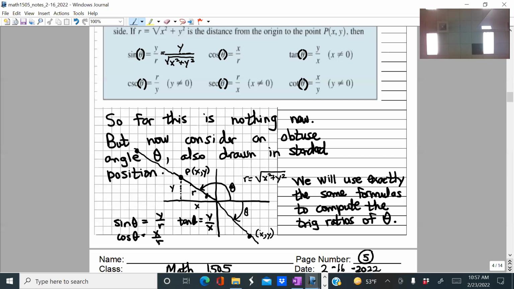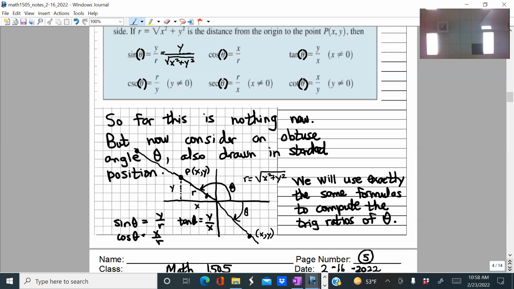And since you can draw any angle at all in standard position, you can define trig ratios now for any size angle, just using this scheme. So let's remind ourselves what the scheme is. We want to compute the trig ratios for some angle theta. I take theta and first I draw it in standard position, where the initial side is the x-axis. So draw it in standard position.